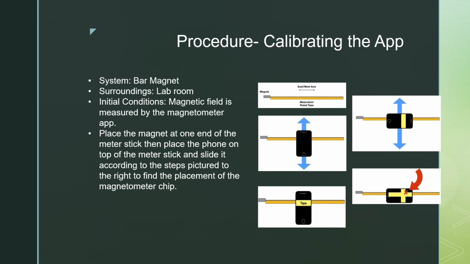We placed the bar magnet at one end of the meter stick to position the phone on top of the stick. By sliding the phone along the stick, we located the chip and ensured it was properly aligned with the magnet. This step was crucial for obtaining accurate measurements.